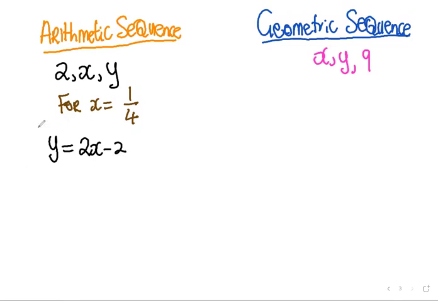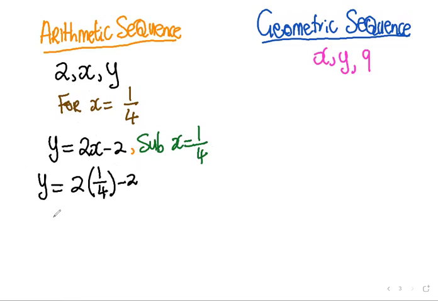Then we substitute, right? So we're just going to substitute x equals 1 over 4. We want to simply substitute x equals 1 over 4 right here. So we want to say y equals 2 into 1 over 4 minus 2. Then y equals, let's check what's going to be the answer. 2 into 1 over 4, then minus 2. So that's negative 3 over 2. So you can see that we are getting negative 3 over 2.